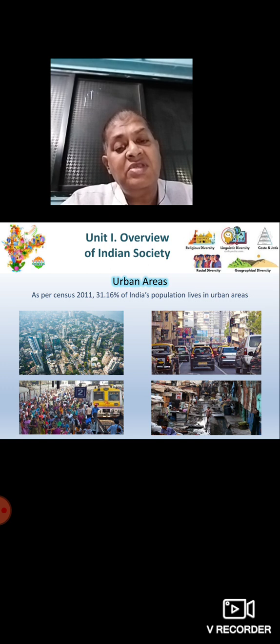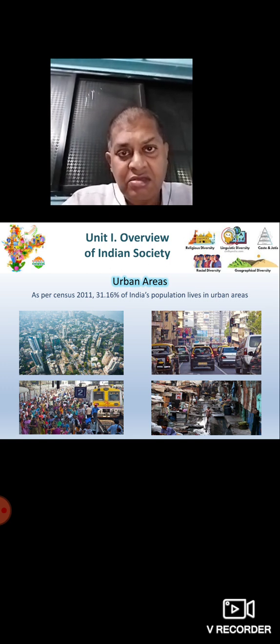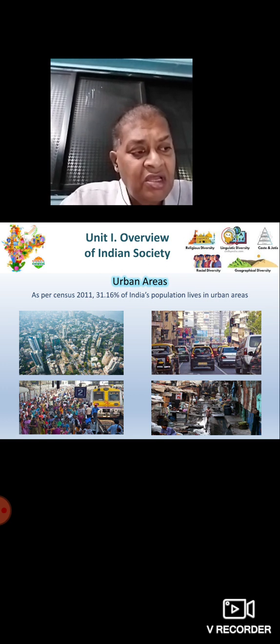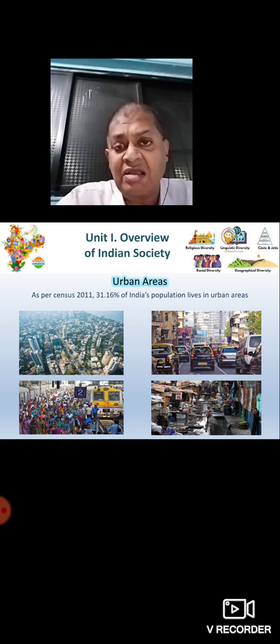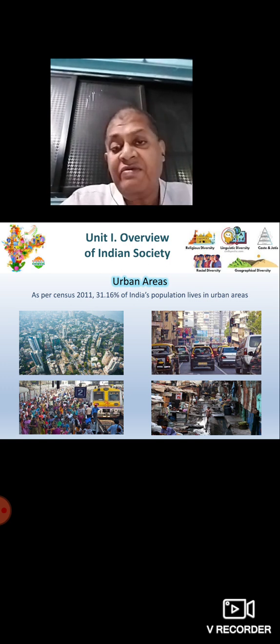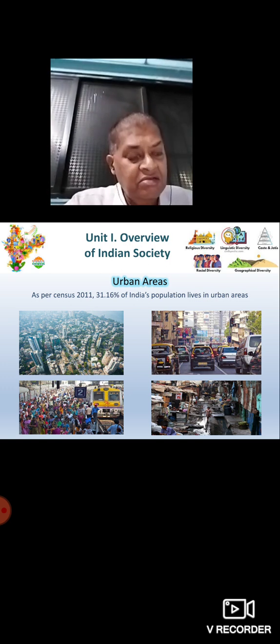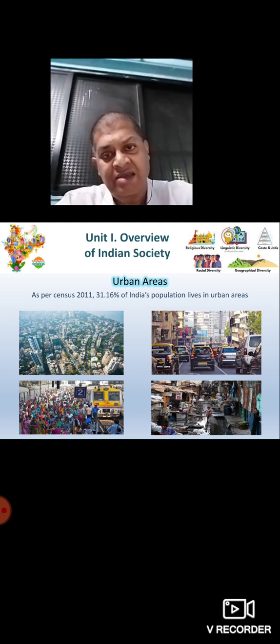And what we see here in the picture is commotion, pollution, a lot of congestion, a lot of dirty areas. We can see gutters flowing, we can see a lot of crowd, we can see a cement jungle, we can see traffic. So in spite of having all the amenities of life, there is no concern for health as such in the urban areas.